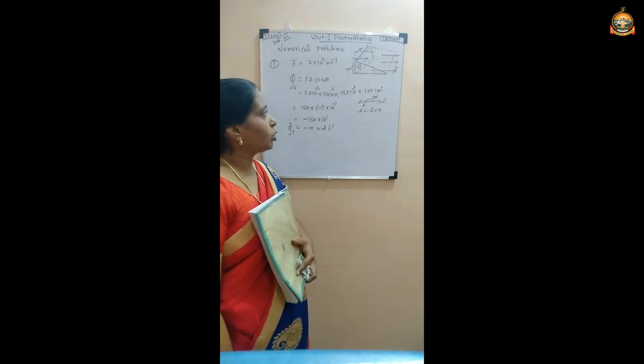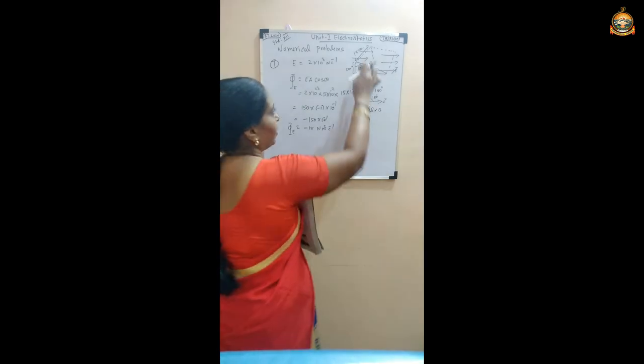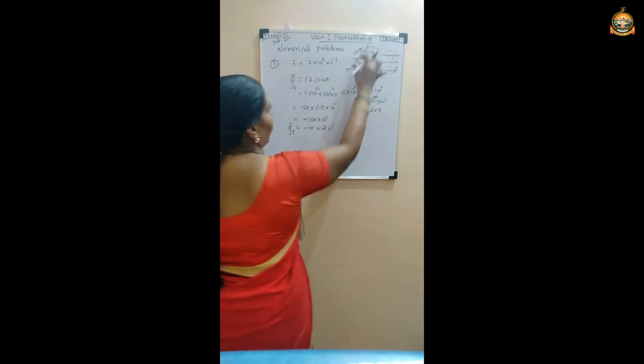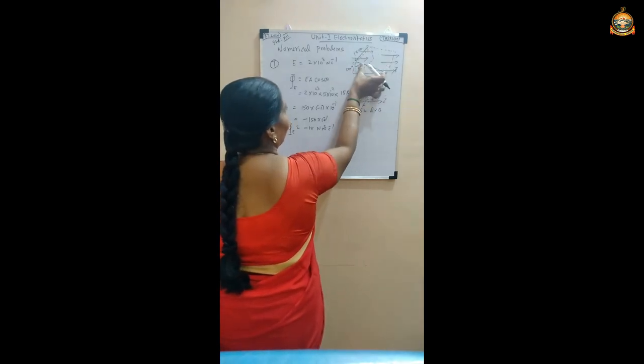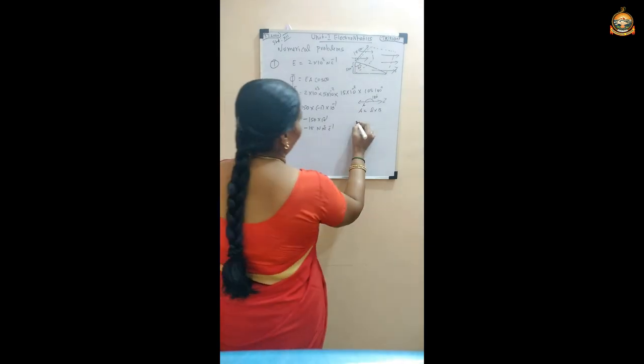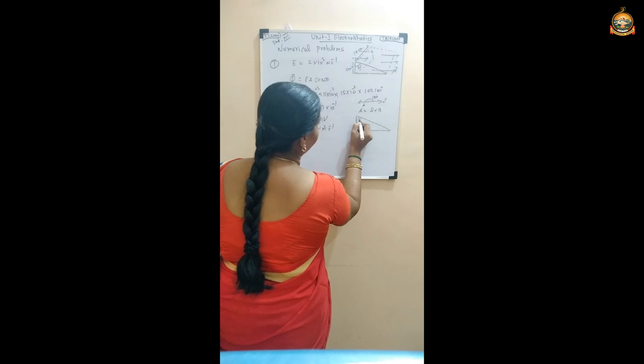In the second part, they are asking to calculate the flux passing through the slanted surface. Here we don't know this side, so we have to calculate that side. For that, we have to take a separate diagram here. And this is 60 degree given.